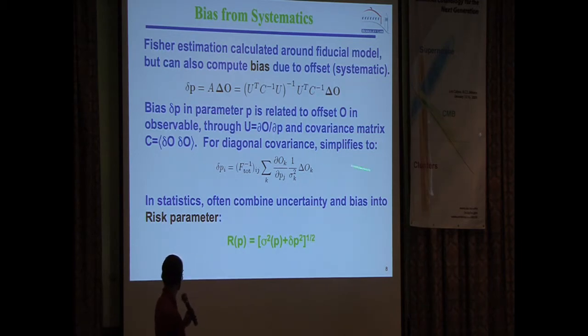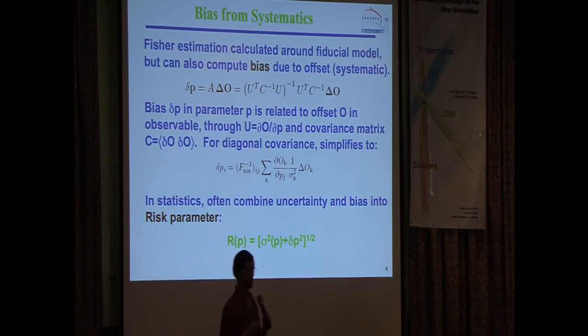So again, let's do the simple case where the covariance matrix is diagonal, the error matrix is diagonal, and then you get a form that looks like this. It's basically something that looks almost like a Fisher matrix times the inverse of a Fisher matrix. The piece that's missing here is, again, that derivative with respect to the parameter here. And so that gives you the bias on the parameter.